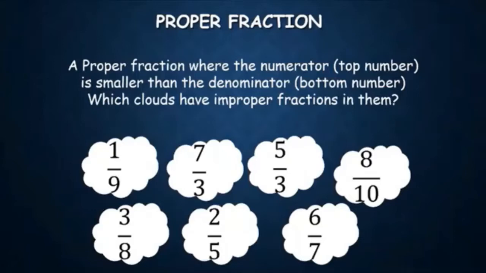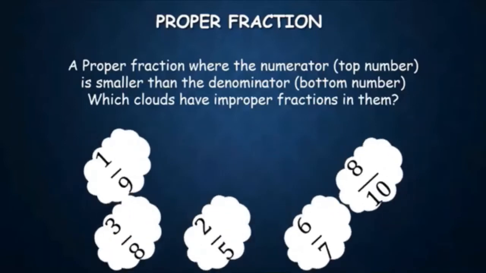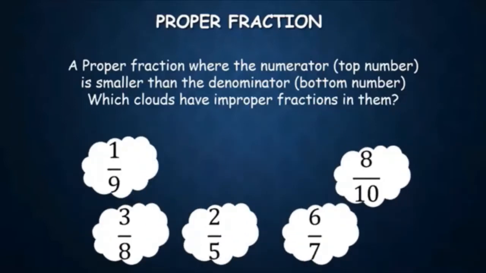So for one question, which of these are proper fractions? 1 by 9 is a proper fraction. 7 by 3? No, it's not a proper fraction. 5 by 3 is also not a proper fraction. 8 by 10 is a proper fraction. 3 by 8 is a proper fraction. 2 by 5 is also a proper fraction. And 6 by 7 is our last fraction, and that is also a proper fraction. That means these all are proper fractions.